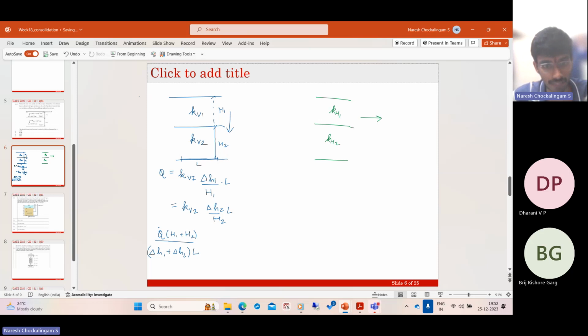Yeah, so Q by L is the discharge velocity. Delta H1 plus delta H2 by capital H1 plus capital H2 is the net hydraulic gradient. So this will give the net head loss. So this is nothing but the net total head loss. This should be equal to delta H1 plus delta H2. What is delta H1? Delta H1 is, rearrange this equation, you get Q by KV1. Let me check.